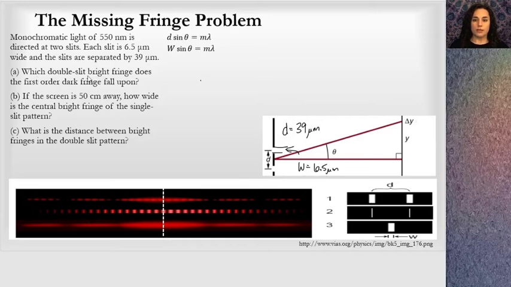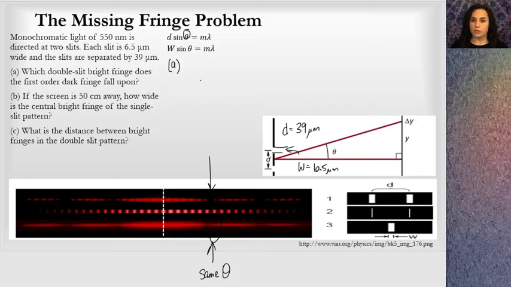Which double slit bright fringe does the first order dark fringe fall upon? So that's what we're looking at here. We have a bright fringe lining up with a dark fringe, and we have a missing fringe. So for part A, we're going to note that that happens at the same angle, the same theta. On a screen, they actually line up with one another. So we know that the angle in the one is going to be equal to the angle in the other.